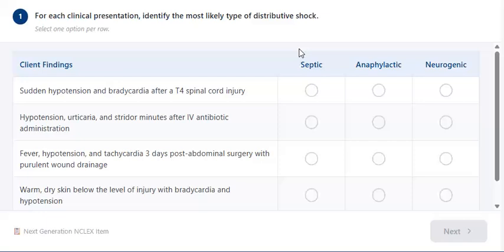All right, so let's dive in. Let's look at what we have about this question, right? The first one says sudden hypotension and bradycardia after a T4 spinal cord injury.